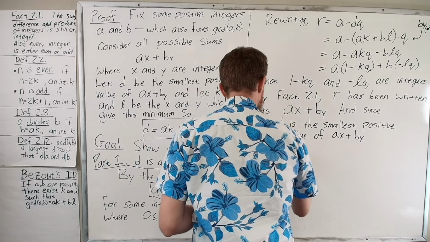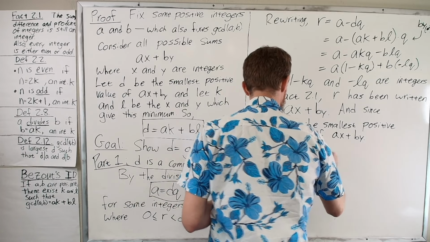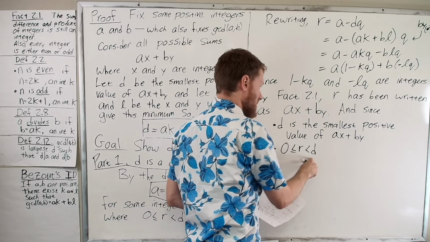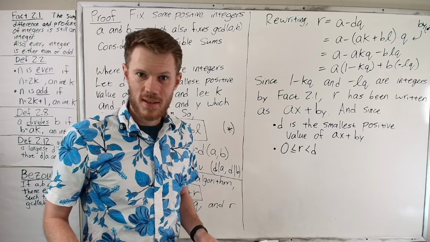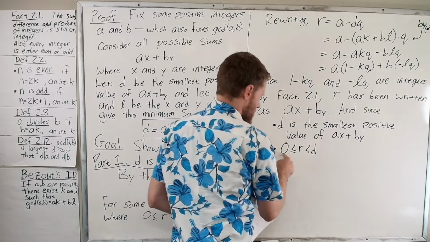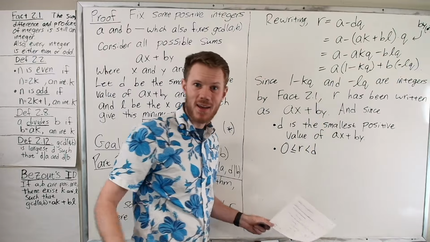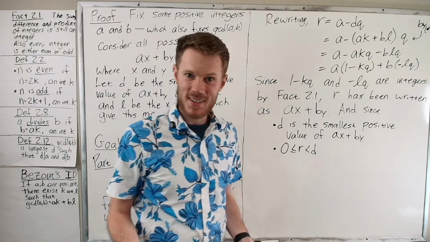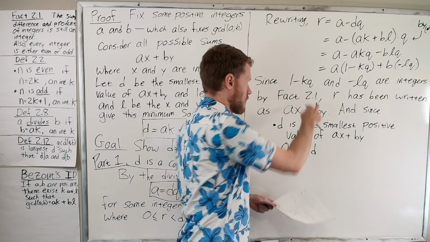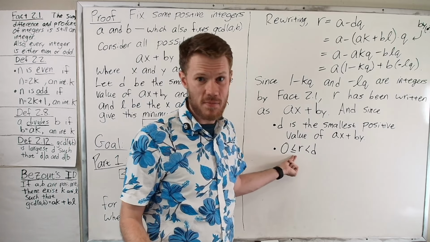And also note that R is one of these AX plus BY's and is less than D and bigger than or equal to 0. Do you see? If R were not 0, it would be a smaller positive value of AX plus BY. But it can't be, because D is the smallest, right? If D is the smallest, R is even smaller, and R is of this form, AX plus BY, the only possible thing is R cannot be positive, it must be 0.